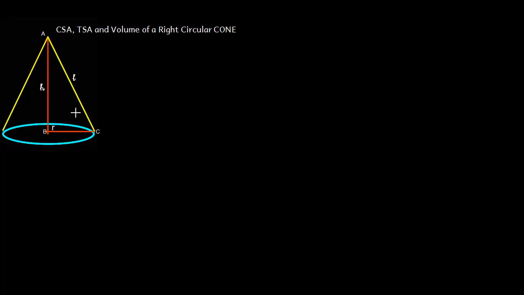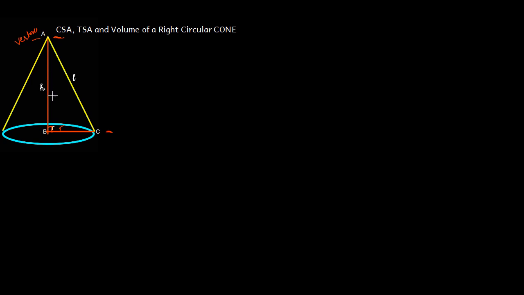Here we'll try to find out CSA, TSA and volume of a right circular cone. So right circular cone, what did I say? That's a right angle. That's my radius. That's the height of this cone starting from there till the base. So A is just a vertex where the side is actually joining.